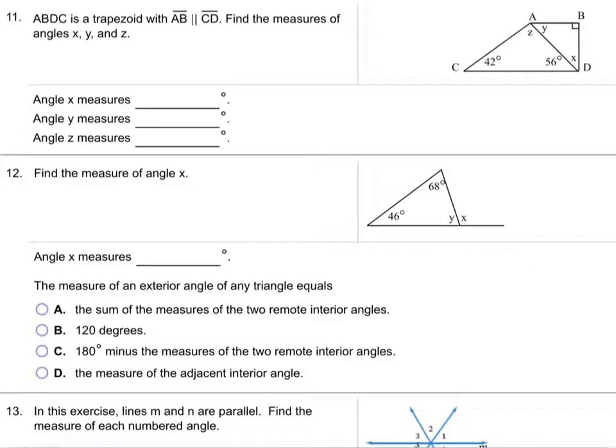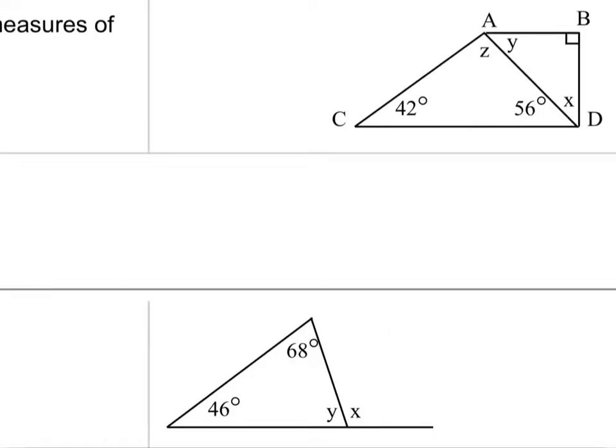Okay, so I'm going to finish up 11.3 here. So now we're on question 11. They give us this picture. They want us to figure out x, y, and z. Here's a bigger diagram. So this again is number 11. So figure out x, y, and z.